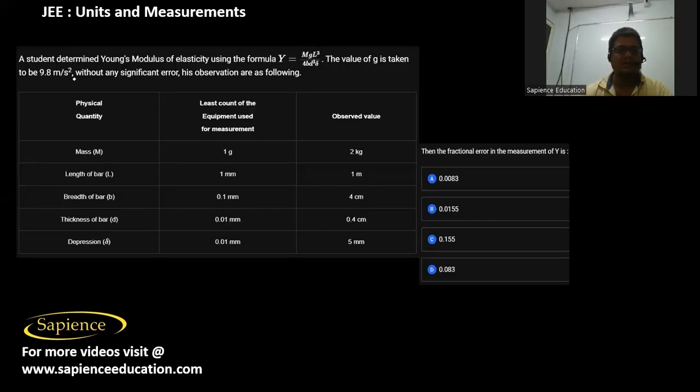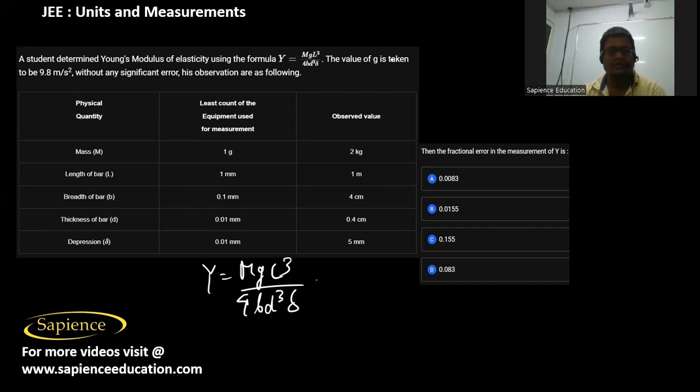Then here it is told a student determined Young's modulus of elasticity using the formula Y equals mg L cubed by 4 b d cubed delta. The value of g is taken to be 9.8 meter per second square without any significant error. His observations are as following. So then the fractional error in the measurement of Y is.